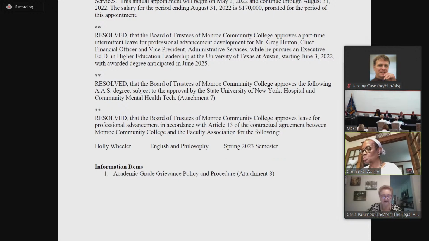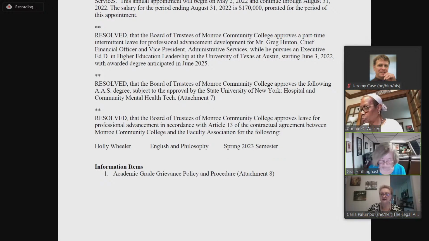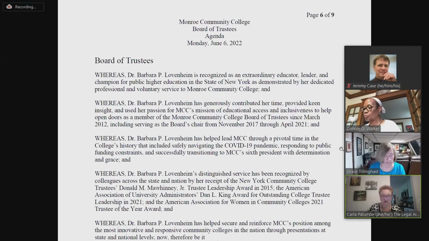The last item is attachment 8, which I'll refer to as informational. This is a modification of the academic grade grievance policy and procedure that just moves the first level of adjudication from the provost to the dean level. Are there any questions on this? It's in your attachments. Seeing none, this concludes the personnel and programs report. Thank you, everyone.